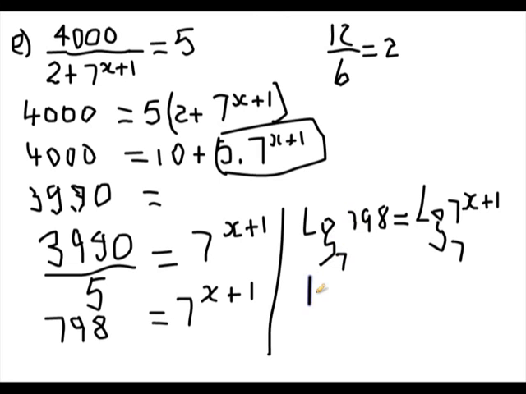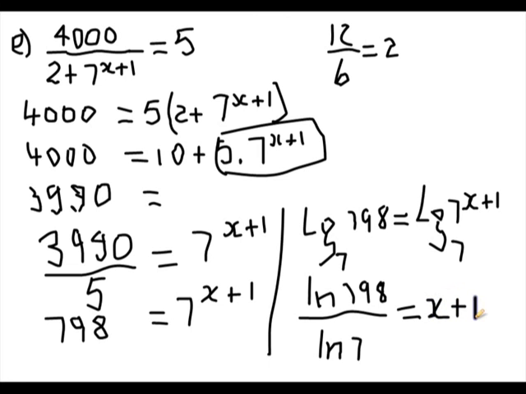So I'm going to write this like natural logarithm of 798 over natural logarithm of 7. Okay, so that's how to evaluate this part. And on the right, I'm just going to have x plus 1. By computing this, I don't know what you're going to find. When you compute the natural log, you're going to find some value. And I'm just going to minus 1 to get x.